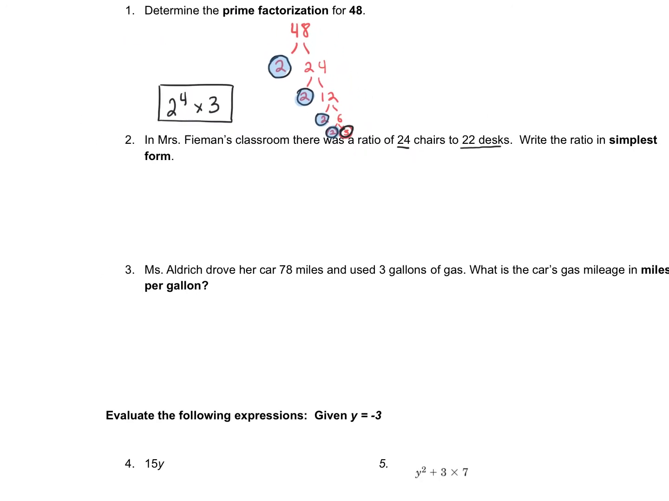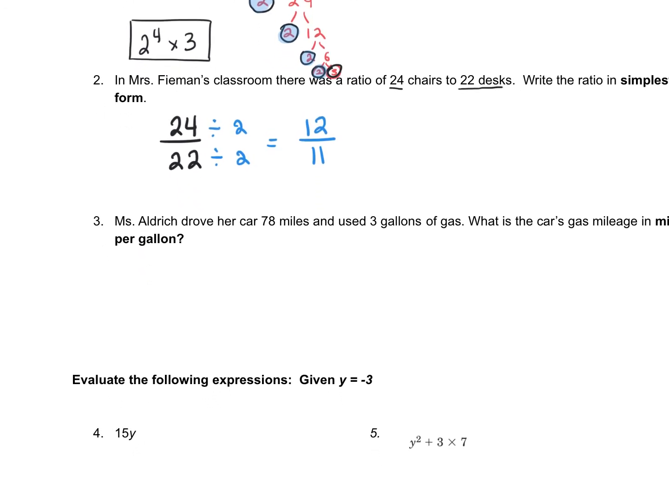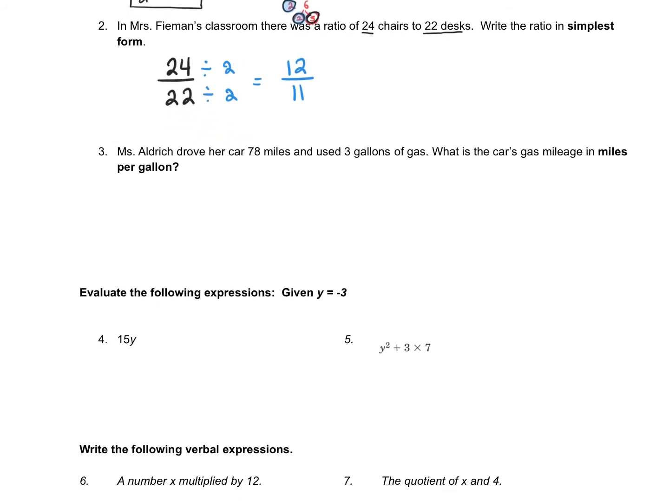For number 2, if in Miss Feynman's classroom there was a ratio of 24 chairs to 22 desks, write the ratio in simplest form. So I like to write it as a fraction. You could have used your colons there as well. And then I'm going to go ahead and simplify that ratio down into 12 over 11. Remember, I leave this as improper because it's a ratio.